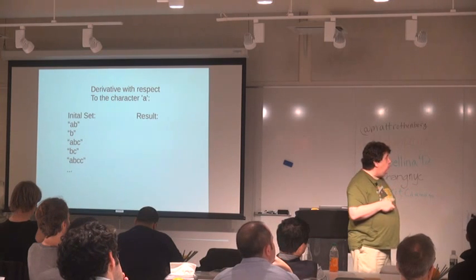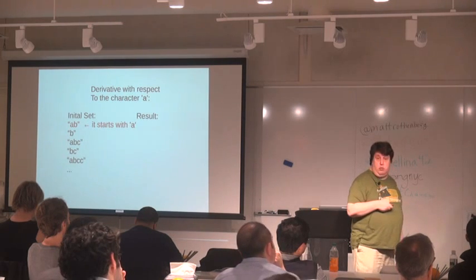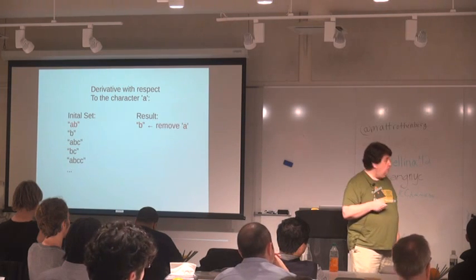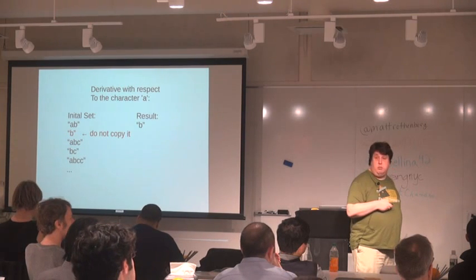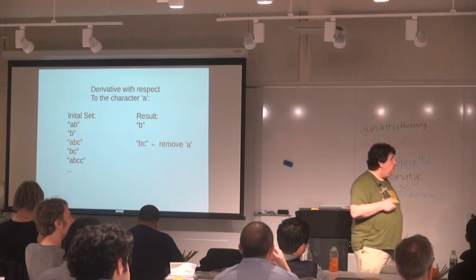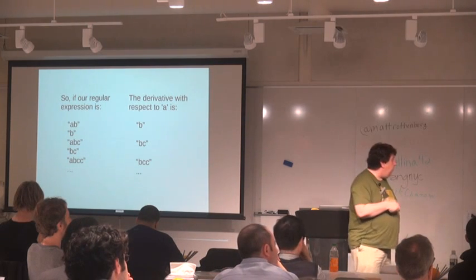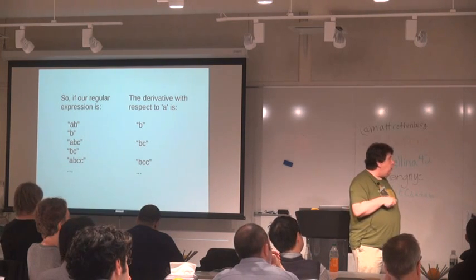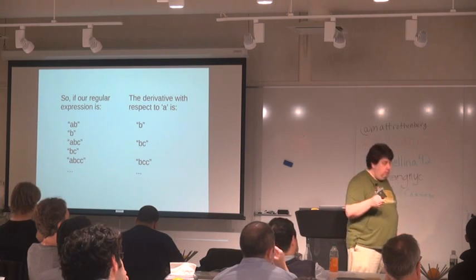So what's the partial derivative with respect to A? Well, we look at the first string. It starts with an A, so we copy it to the result and remove the A. The second string doesn't start with an A, so it just gets left off. The third string starts with an A, copy it, remove the A, and so on. Fairly simple concept, right? So if our starting regular expression is this, our ending regular expression is the set of strings B, BC, BCCC, etc.